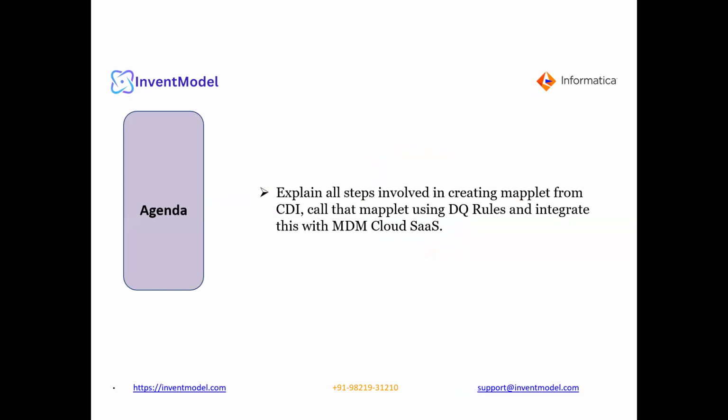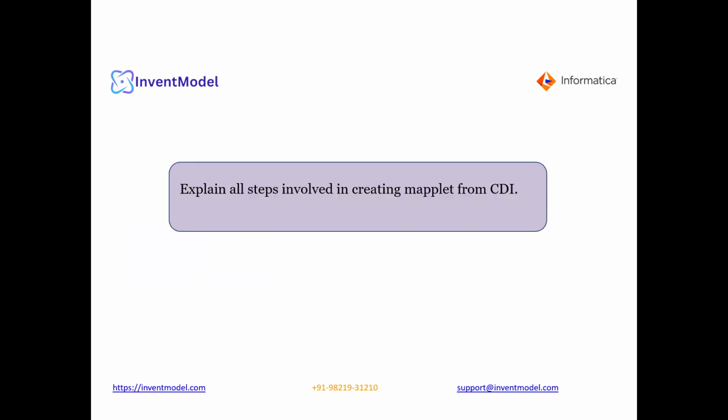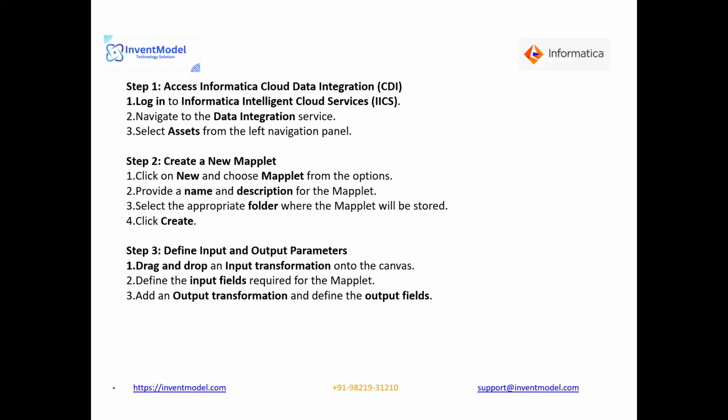So the agenda for today's discussion is to explain all the steps involved in creating a Mapplet from CDI, which we already discussed yesterday, call that Mapplet using DQ rules, and integrate this with the MDM Cloud SaaS. So can we move to the next slide? Yeah. I'll explain all the steps involved in creating a Mapplet from CDI. So what are the steps of creating a Mapplet from CDI?